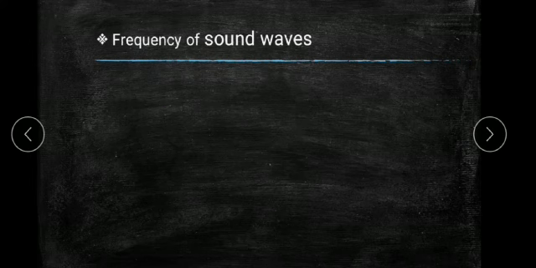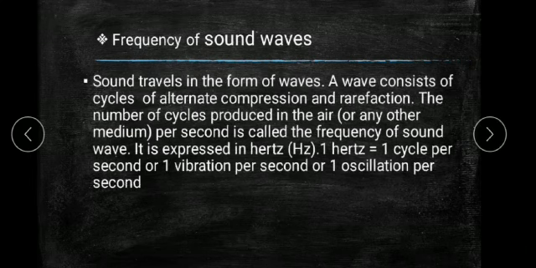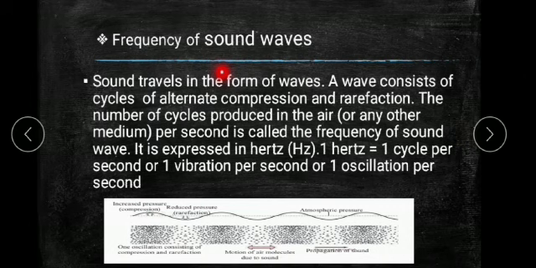Frequency of sound waves. Sound waves travel in the form of waves. A wave consists of cycles of alternate compression and rarefaction. The number of cycles produced in the air or any other medium per second is called frequency of sound wave. It is expressed in hertz. 1 hertz is equal to 1 cycle per second or 1 vibration per second or 1 oscillation per second.